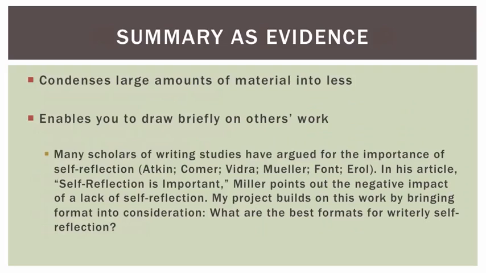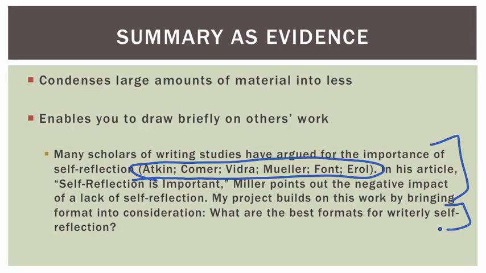Summary as evidence. Again, it condenses large amounts of material and enables you to draw really briefly on others' work, and this helps you move forward. So here's an example. Many scholars of writing studies have argued for the importance of self-reflection, and this would be a list of all of these scholars who have done this work. And so your readers could then very quickly go to your works cited or your references, bibliography, and look up all of this scholarship. In his article, Self-Reflection is Important, Miller points out the negative impact of a lack of self-reflection. My project builds on this work by bringing format into consideration. What are the best formats for writerly self-reflection? So summary enables you to draw on prior scholarship, a map of the field, so that you can situate your own argument within this larger trajectory.